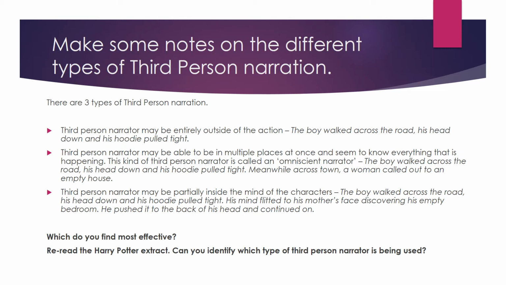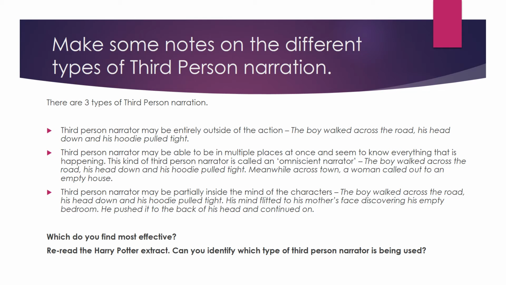What I'd like you to do for this side is make some notes on the different types of third person narration that there are. Now, third person narration is really, really useful, and so authors use it in lots of different ways. The first type is the third person narrator who is entirely outside of the action, so they are not part of it in any way. An example of that is: the boy walked across the road, his head down and his hoodie pulled tight. We are just observing what is happening.